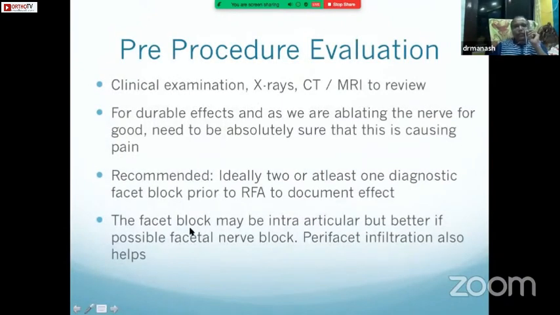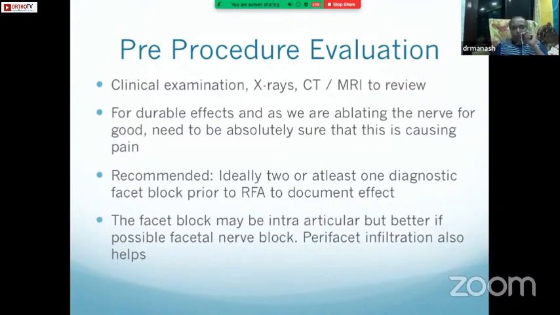So prior to the RFA, we have to be very clear that the pain originating is due to the facet joint. If it is not due to the facet joint, we are going to produce some other nerve defects maybe, and we are inviting complications. So I recommend ideally two, or at least one, diagnostic facet block prior to RFA to document the effect.